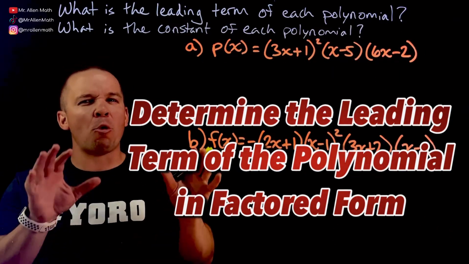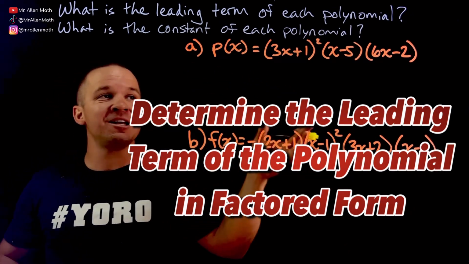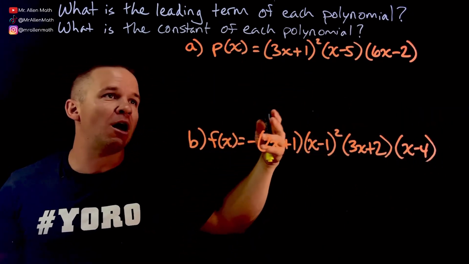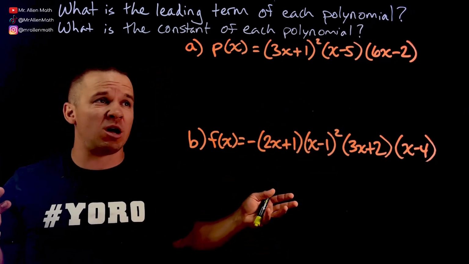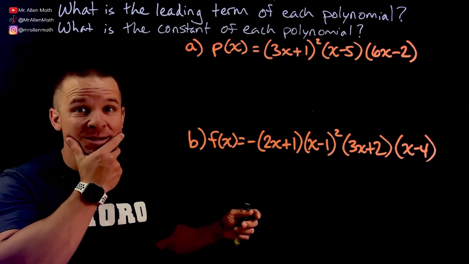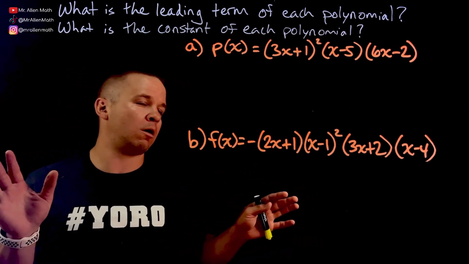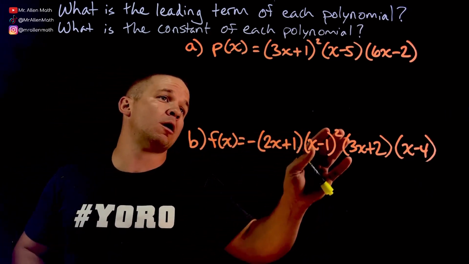Mr. Allen here with a couple of weird questions involving polynomials. We have: what is the leading term of each polynomial, and what is the constant term of each polynomial? So should I just go right for it and multiply these things out? That seems like a lot of work. And as much as I love a lot of work, like Rihanna, if I can avoid it, I'm going to do that.